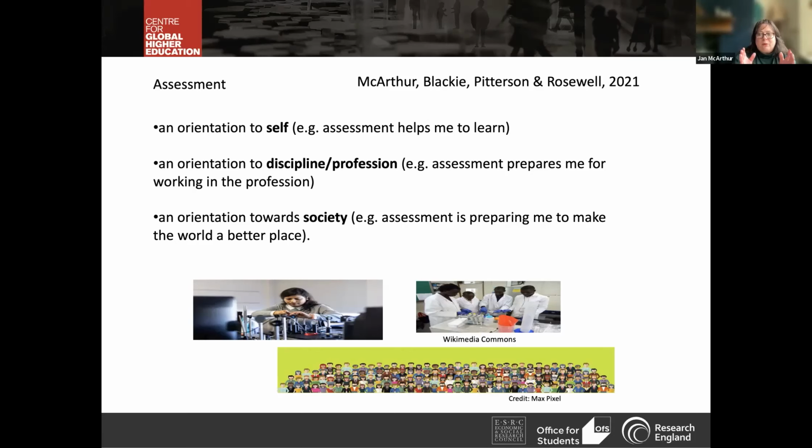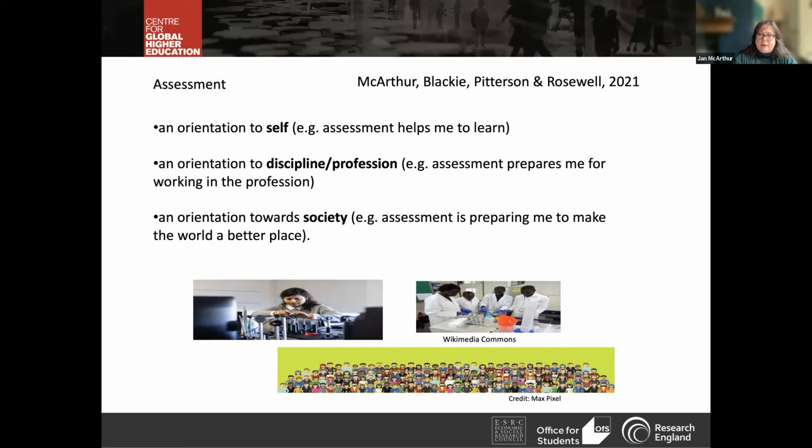So here we just looked at what had been chunked as part of assessment, and we looked for this orientation to self: assessment helps me to learn; orientation to discipline or profession: assessment helps me for work, for future work; and an orientation to society: assessment is preparing me to make the world a better place. I should say that I also did some earlier analysis at the start of the project about student attitudes to assessment.